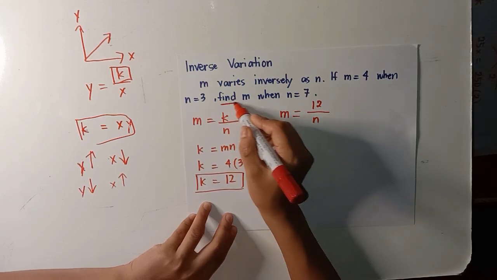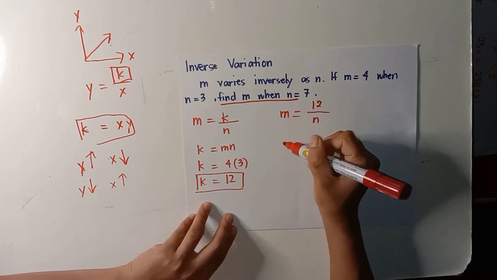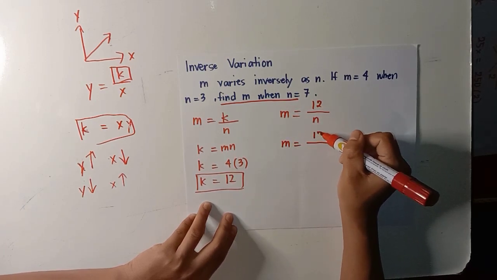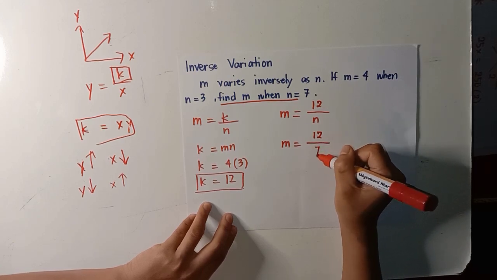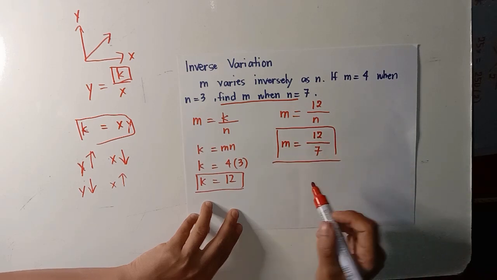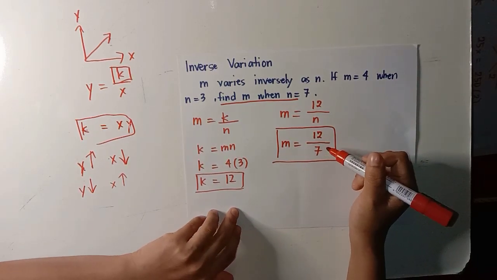And then solve this one. Find m when n is 7. So m equals 12 over 7. Therefore, m is equal to 12 over 7.